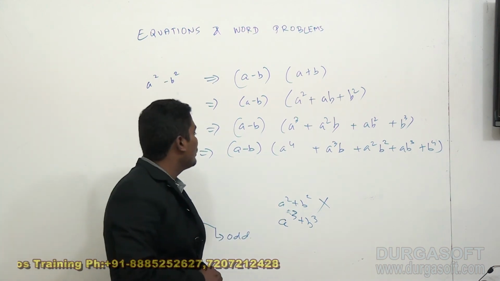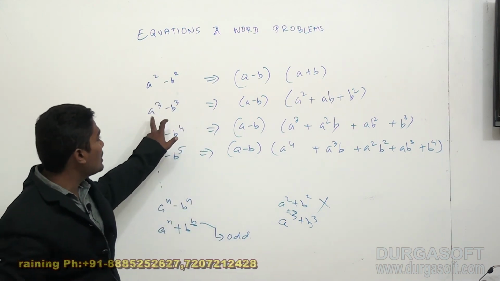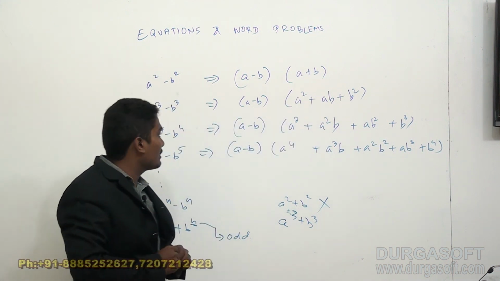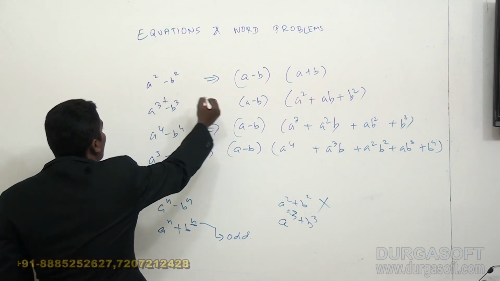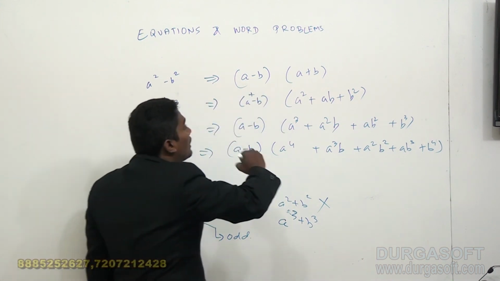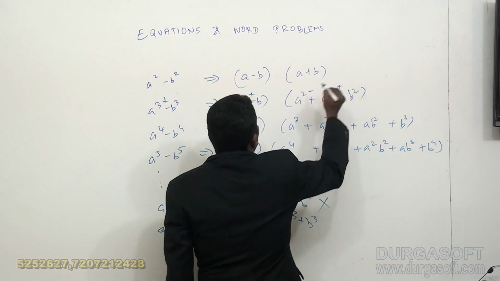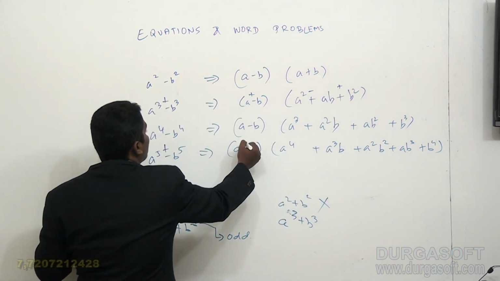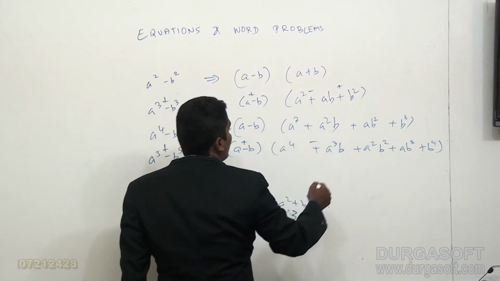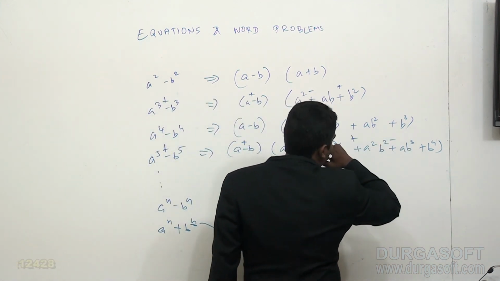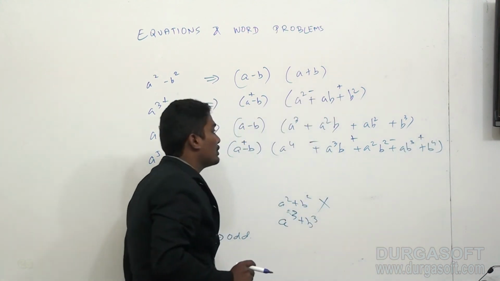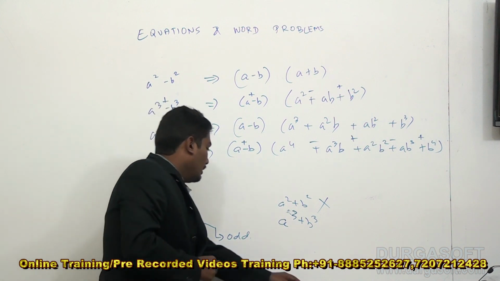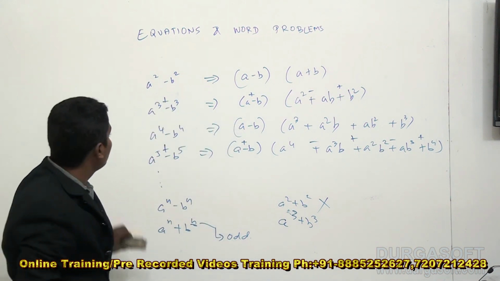If the split is there, the only difference is that for a cube plus b cube, it will be a plus b here, and it will be alternately plus minus here. That is, if it is a cube plus b cube, it will be a plus b, a square minus ab plus b square. Again, if it is a power 5 plus b power 5, it will be a plus b, a power 4 minus a cube b, plus a square b square minus ab cube plus b power 4. So it will be alternate, just like how we did in the previous one.